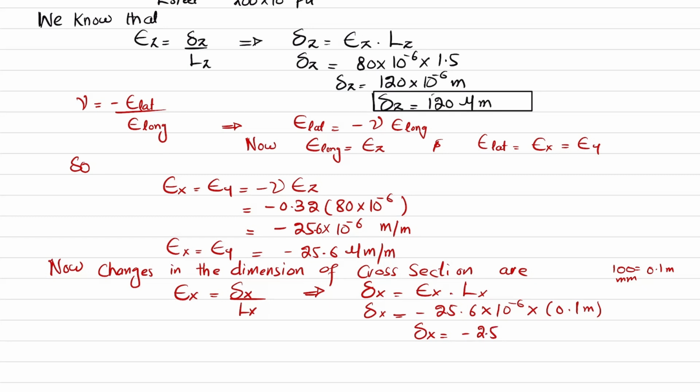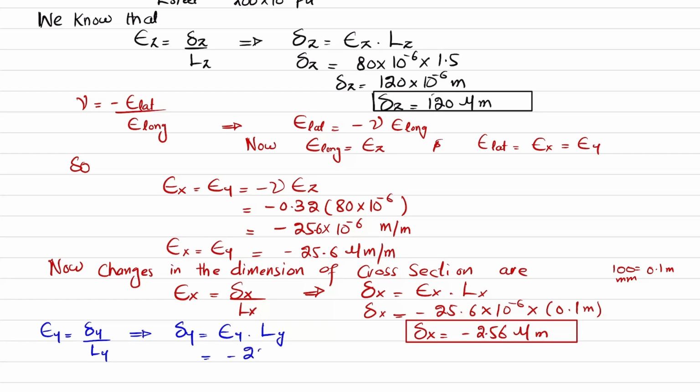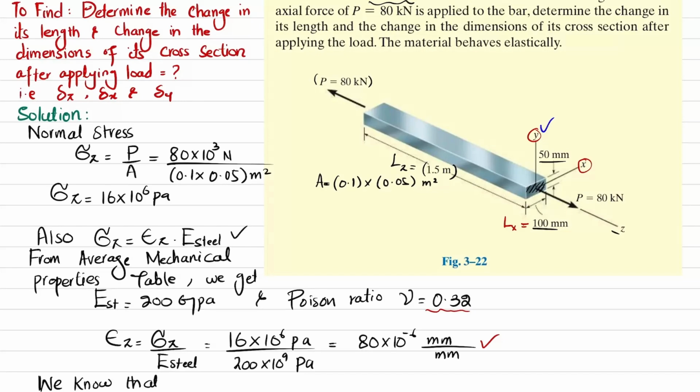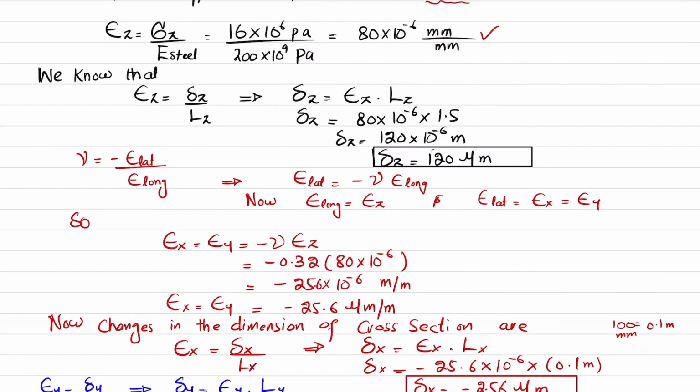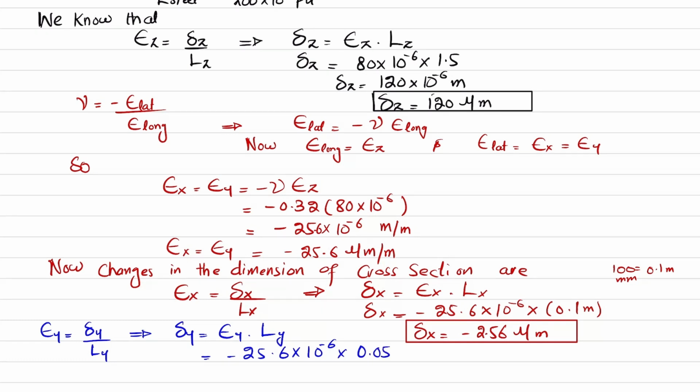Similarly, you can also find the change in length in Y direction. Strain in Y direction is equal to change in length in Y direction divided by original length of Y. So we can find this change in length in Y direction is equal to epsilon Y into length of Y. So epsilon Y is minus 25.6 into 10 to the power minus 6, and Ly, length in Y direction, is 50 millimeter. So 50 millimeter is 0.05 meter. So when you solve this, you will get this change in length comes out to be minus 1.28 micrometer. So these are the answers of these questions.